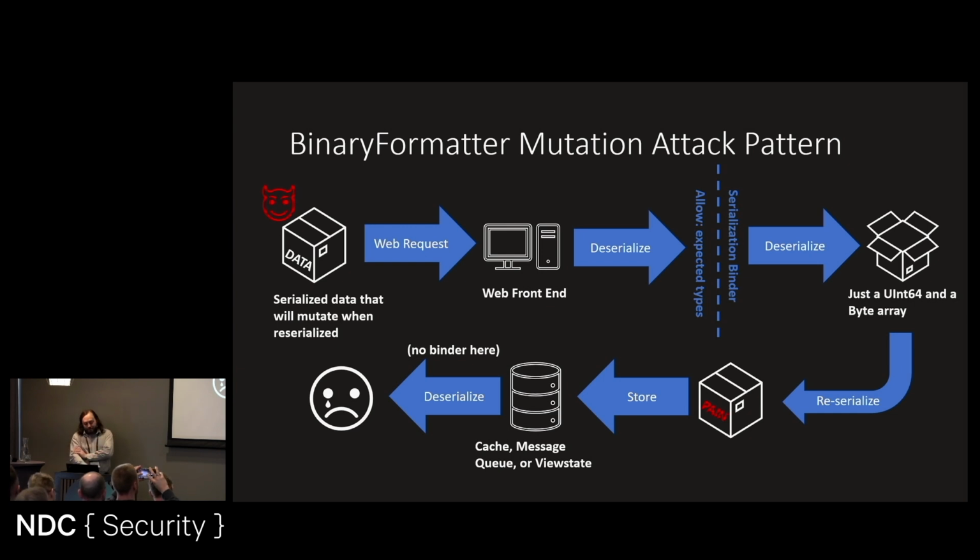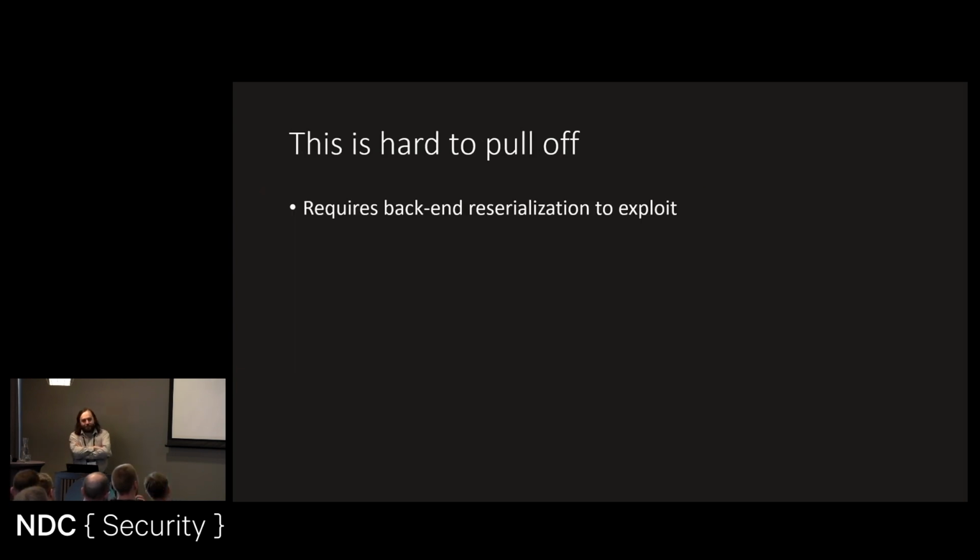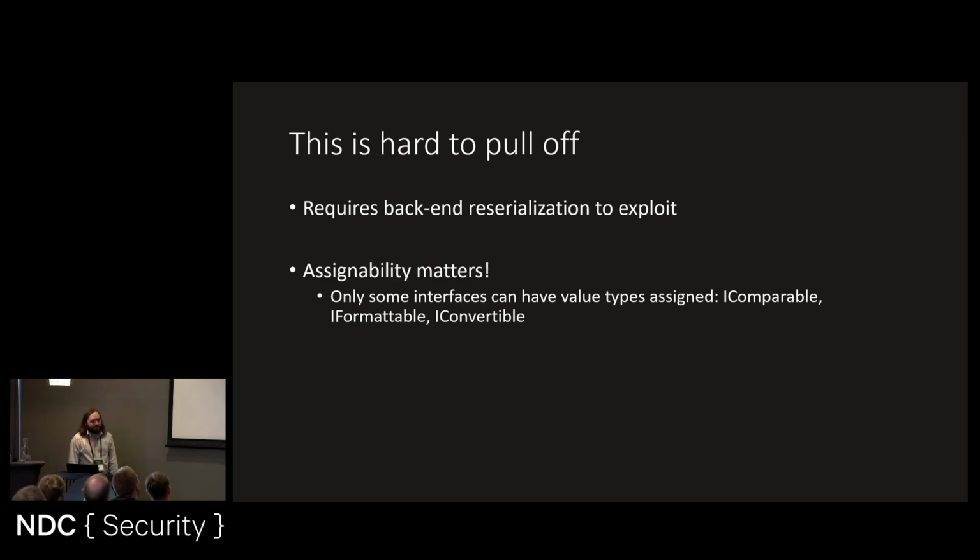This is cool, but it's also really hard to pull off. So this exploit only works if you have that pattern of deserialize, serialize, deserialize again. Also, because BinaryFormatter cares about assignability, there's only a handful of interfaces that you can actually use for this. The only interfaces you can assign a uint64 to are IComparable, IFormattable, and IConvertible. That doesn't show up a lot in expected data, but there's kind of a trick here.